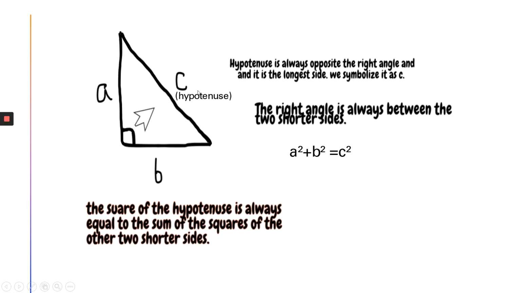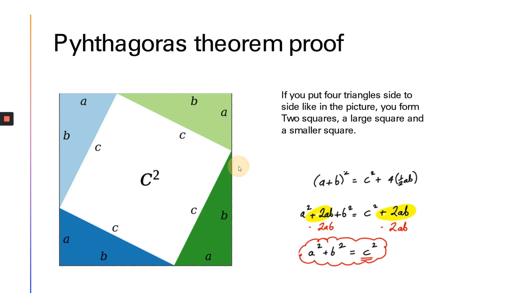The right angle is always between the two shorter sides. So here is the first shorter side, a, and the second shorter side, b. The square of the hypotenuse is always equal to the sum of the squares of the other two shorter sides. So what this means is basically a squared plus b squared equals c squared. That is the formula, the theorem of right angled triangles for finding the third length.